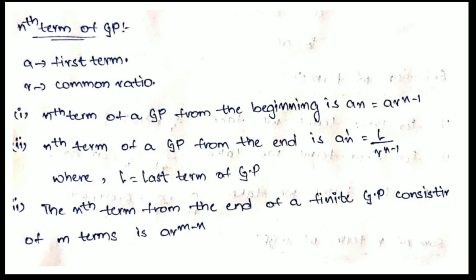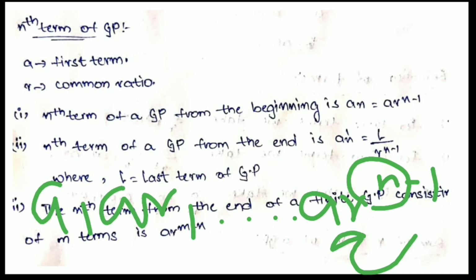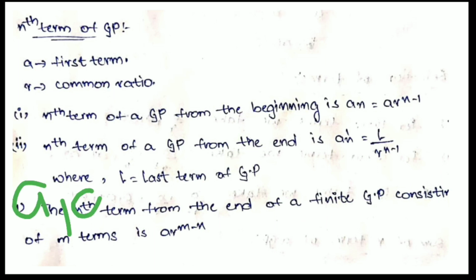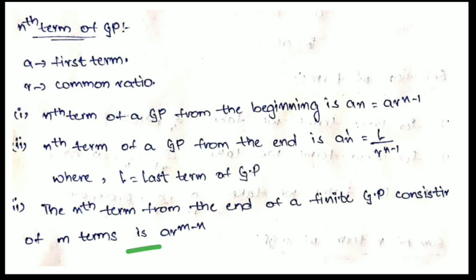We know that when we have n terms, a, ar, and so on, ar power n minus 1, the nth term of a GP from the end is ar power n minus 1. That is, we are having n terms and this is the first term. And when we have m terms, a, ar, and so on, ar power m minus 1, we need to find the nth term. Here total terms are m and we have n terms, so we can write it as ar power m minus 1. That's all.